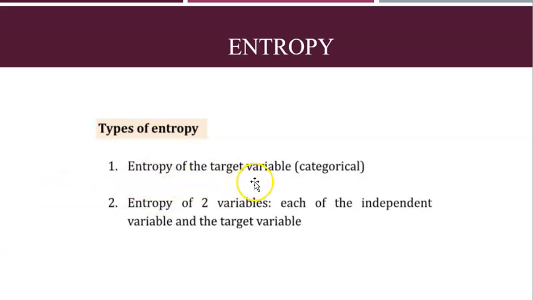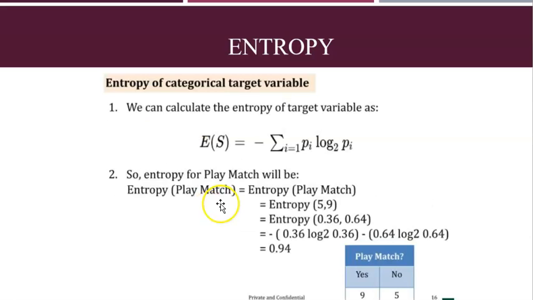What are we trying to do now? The entropy of the target variable, which in this data set is play. You can see that we have 5 no and 9 yes. Entropy of 5 comma 9. Totally, how many cases are there? 9 plus 5 is 14. So 5 divided by 14 and 9 divided by 14.